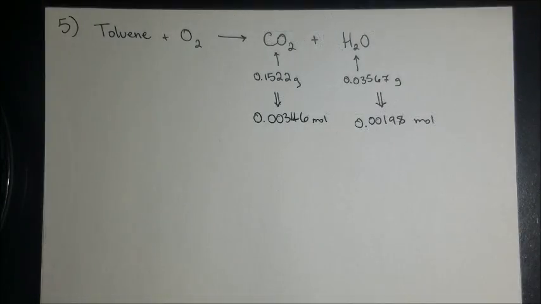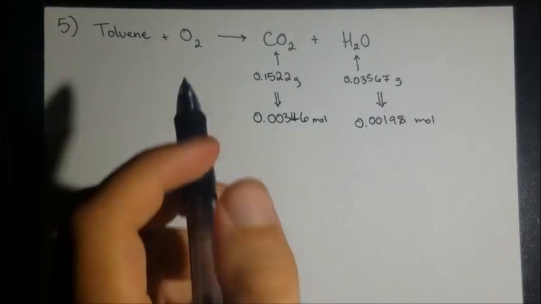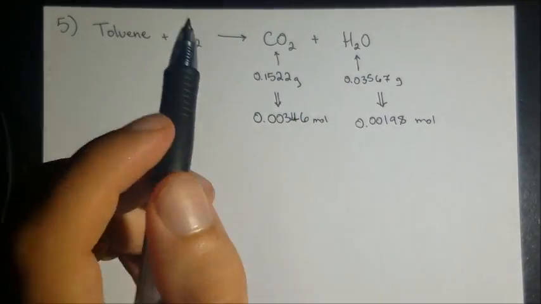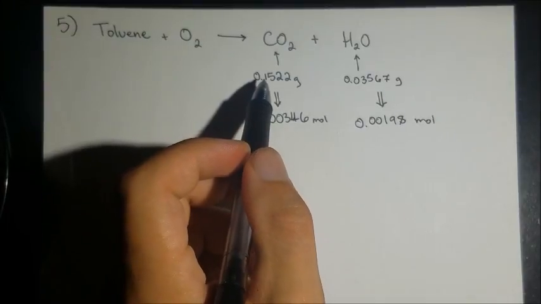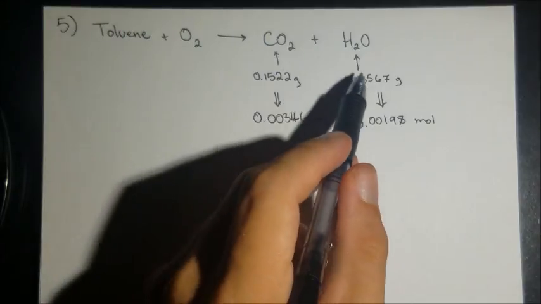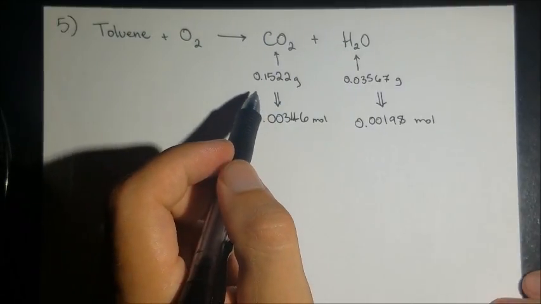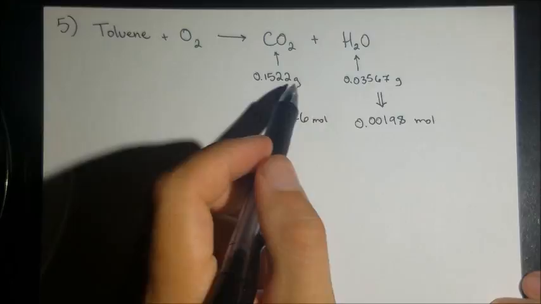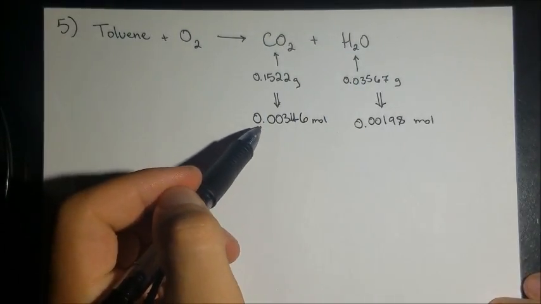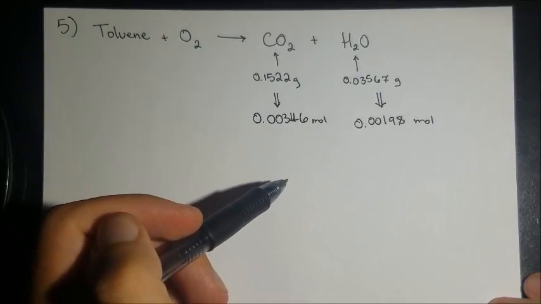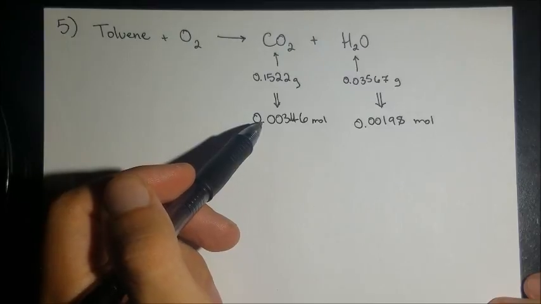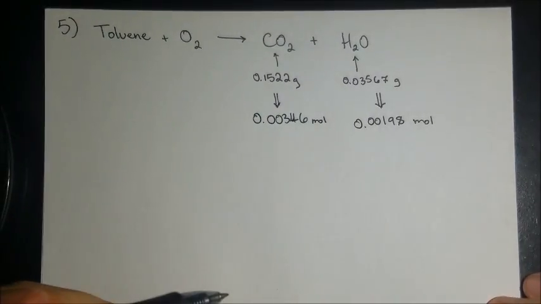In number 5, we have a combustion reaction where we're taking toluene and combusting it to make CO2 and water, of course, and we are given known amounts of the CO2 and the water. And we're given milligrams. I went ahead and converted them into grams. And then I also took the next step and converted each of these into moles. So these are just the grams divided by the molecular masses for each of these molecules.